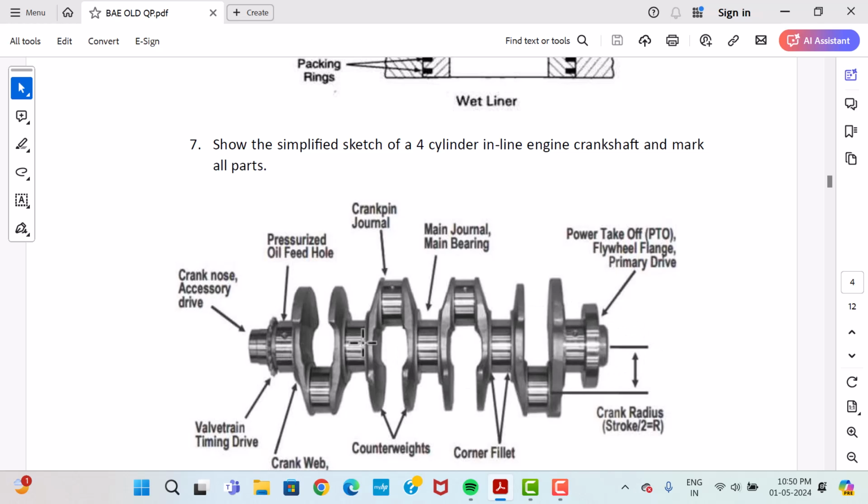Here the different parts are, you can see the crank nose accessory drive. That is this point, this is the front end. There is a gear for the valve train or timing drive. At the front end there is a gear drive for operating the camshaft, or operating the valves and other drives.